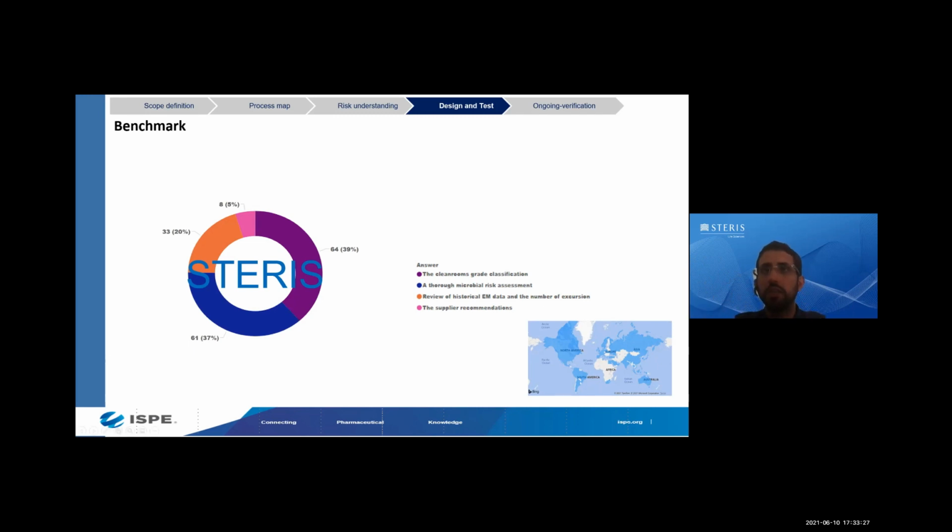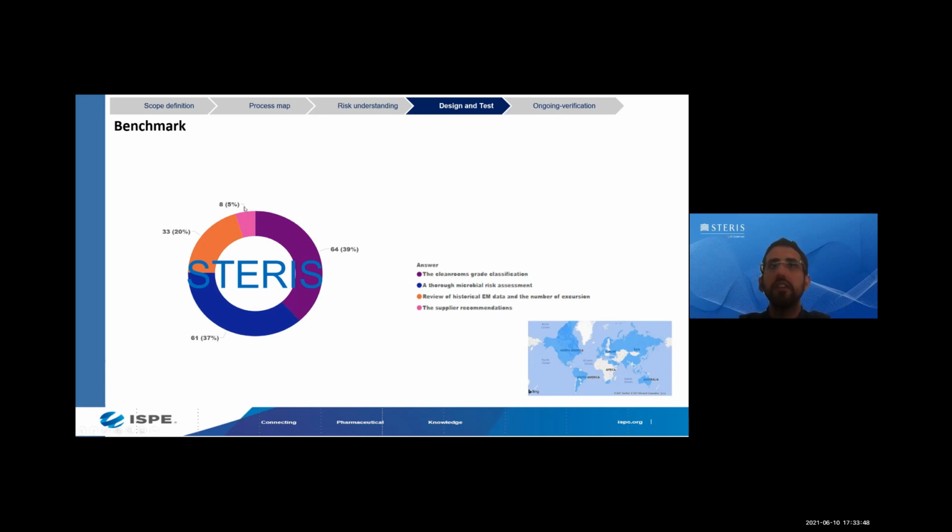Other will look at historical review EM data and the number of excursions. So the more excursions they have, the more we increase the frequency. Again, if you have an excursion, increasing the frequency is a very short-term remediation, just to make sure you are controlling your environment, but you need to find the root cause. Otherwise, it will stay for long.